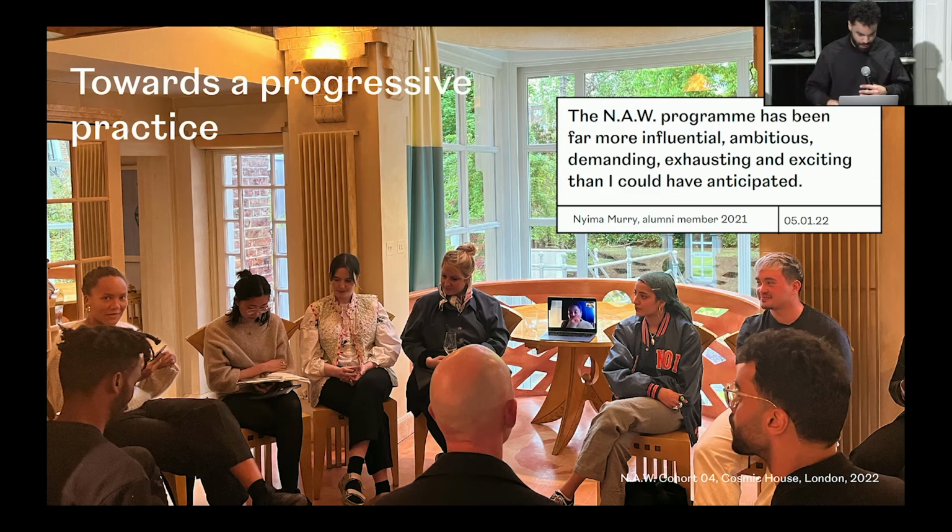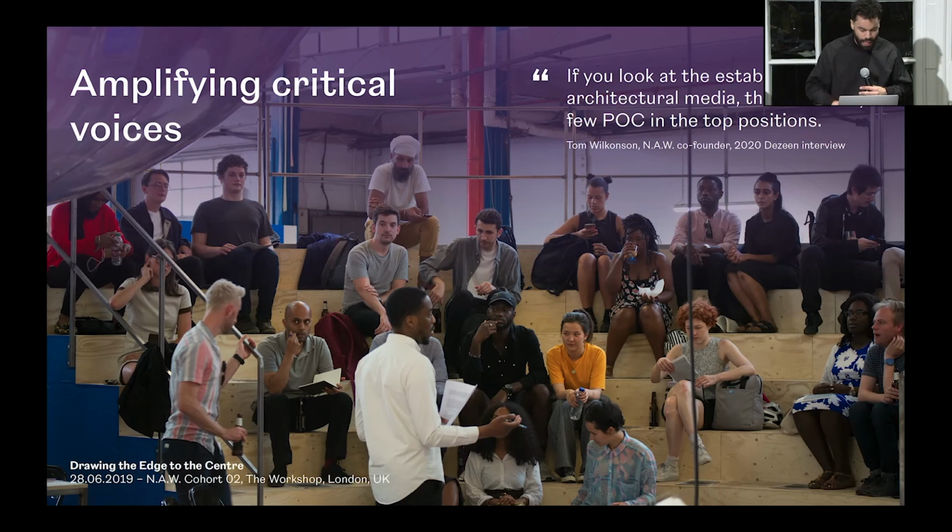So here we are at the Cosmic House with the fourth cohort. And so what I'm trying to talk about here is an amplification of critical voices. One of the ways that we try to amplify these voices is to think about them in conversation with each other. So the program itself is designed so that as individual members, they also have a chance to think as a collective voice. And that's really important in the making of events and the delivering of them, to put ourselves in public.